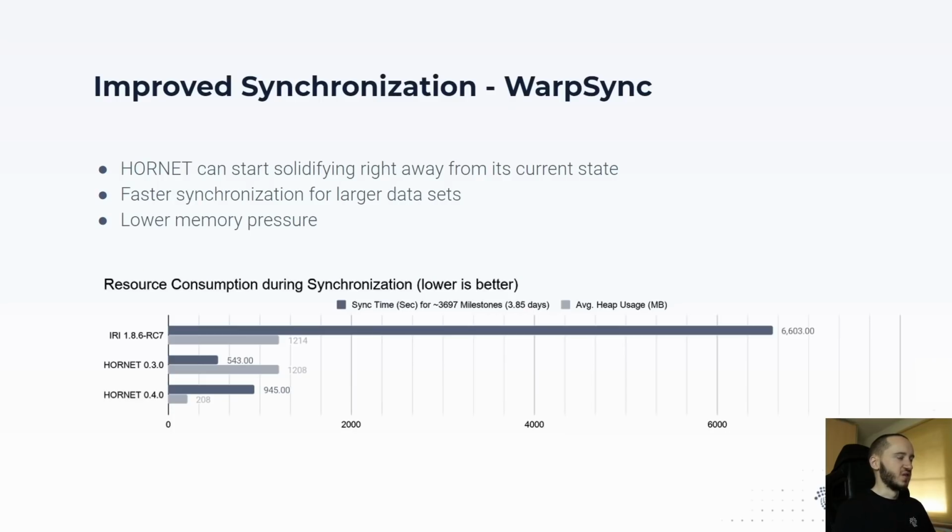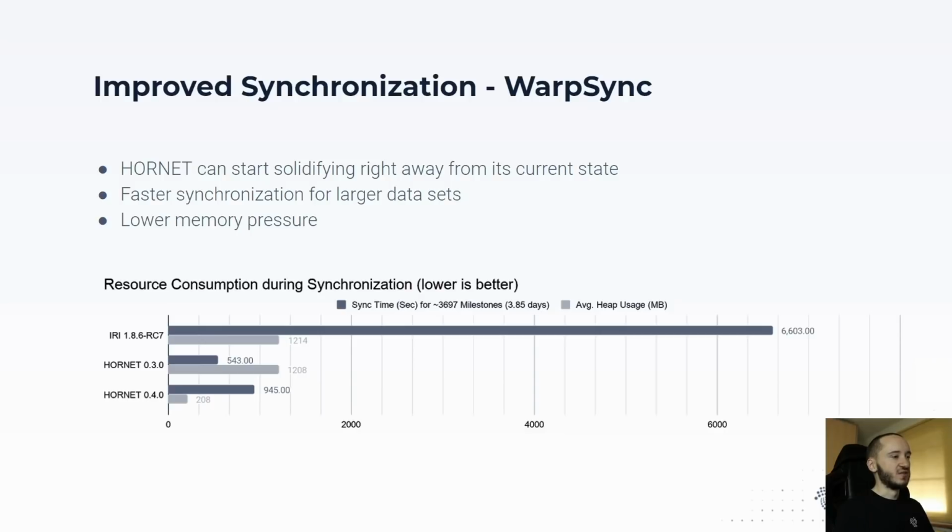Another change is the way the node synchronizes. This is called warp synchronization, which basically is just a mechanism where the node, instead of having to first go from the present of the Tangle to the past and getting all that data, will ask for the data nearest to its current state as soon as possible, and then work itself up from there.